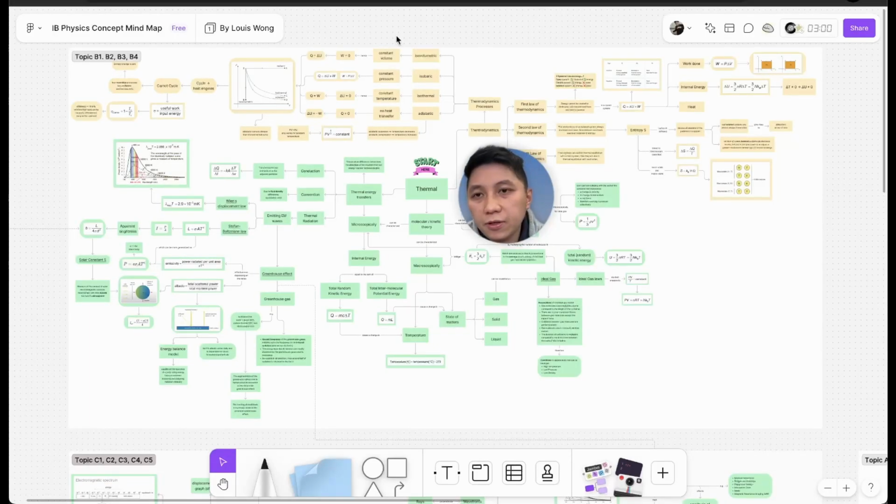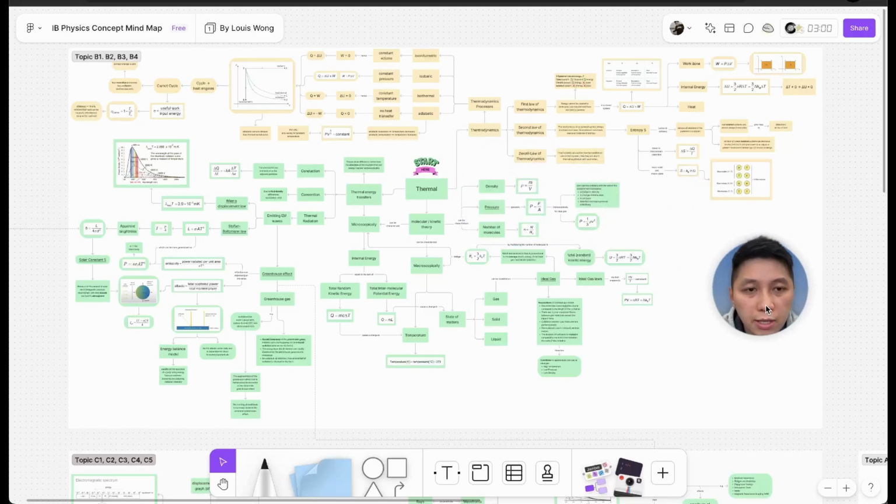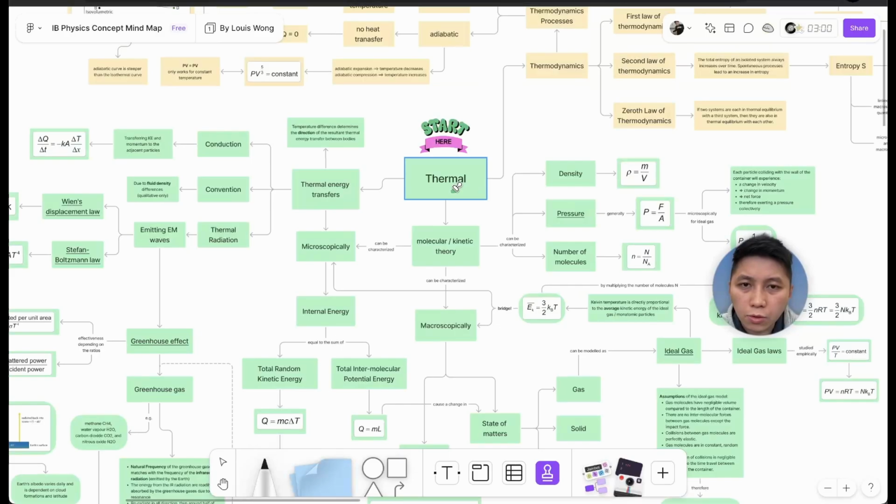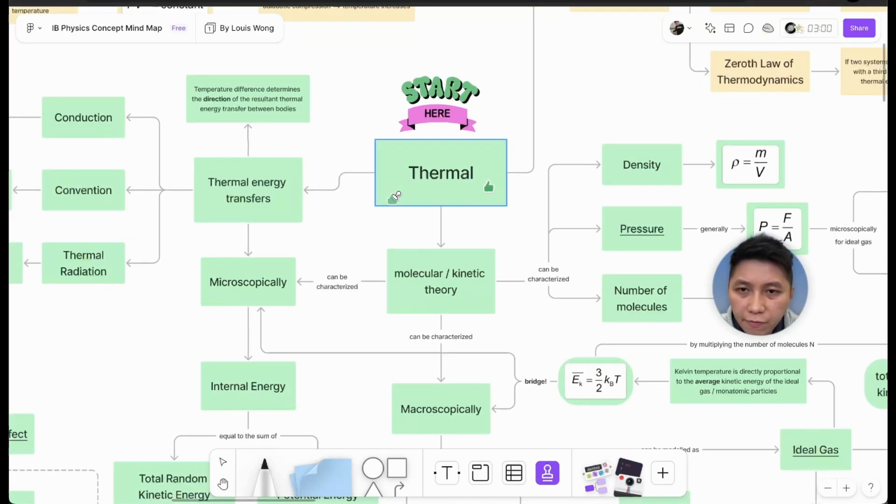Hi, in this video we'll cover the concept map on thermal, that is topic B1 to 4. If you haven't watched the previous mind maps before, I'll recommend you to check them out earlier. They cover mechanics, electricity, and waves. Notice that topic B5, which is pretty much about circuits, has already been covered in electricity. So let's get started. We'll start the block from here, thermal.